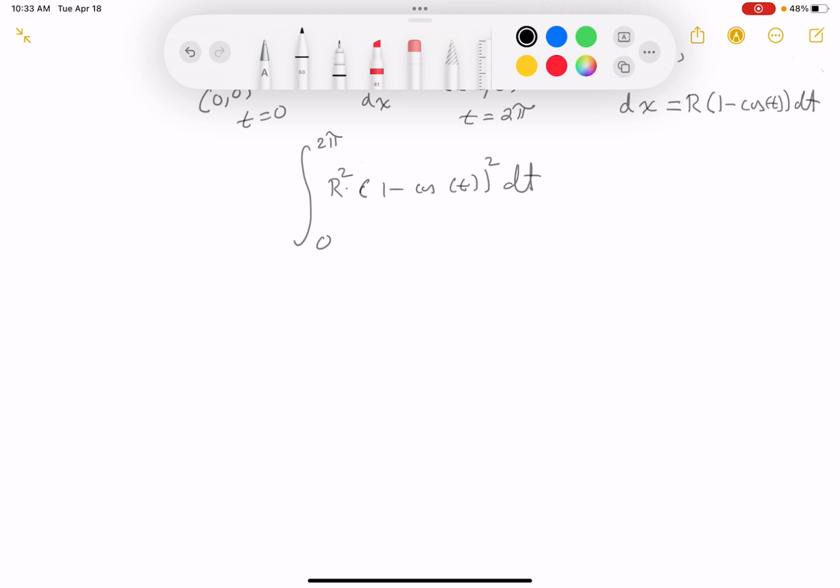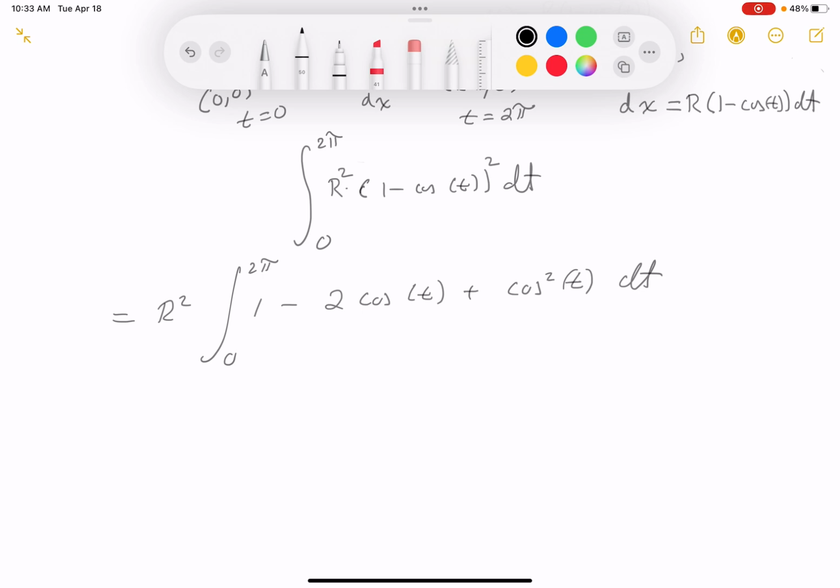What I have to do now, I have to expand it. And as I expand those things, I'll write this one down for you. This is going to be r squared, 0 to 2 pi, 1 minus 2 cosine of t plus cosine squared t dt. Well, the first two terms are trivial to integrate.